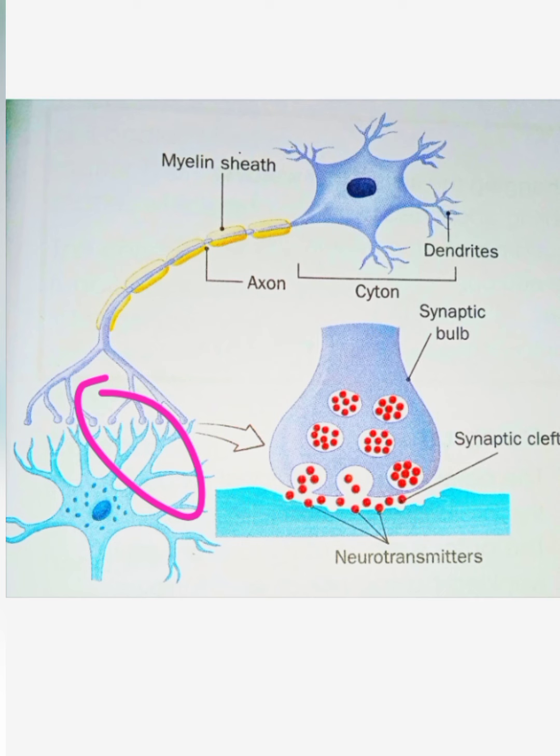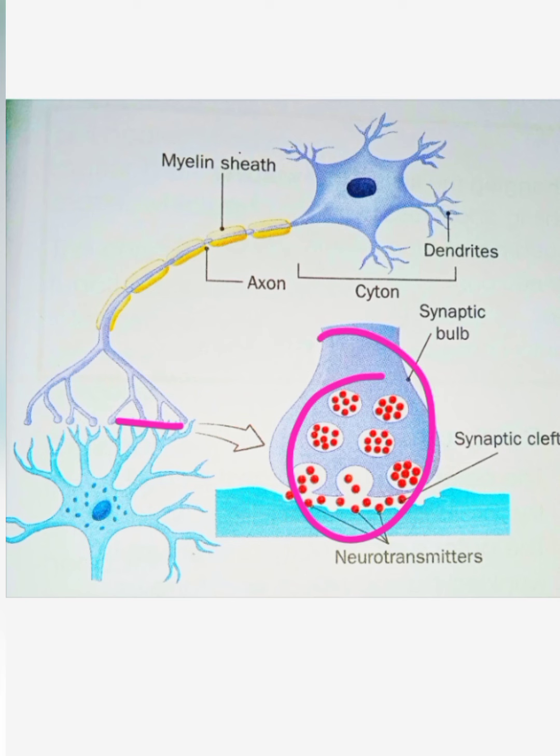At the synapse, the neurotransmitter is released, which sets a new impulse in the dendrite of the next neuron. What does it do? At the synapse, means here, the neurotransmitters, we can see that there is an opening.